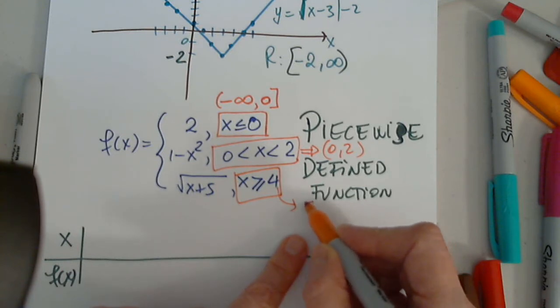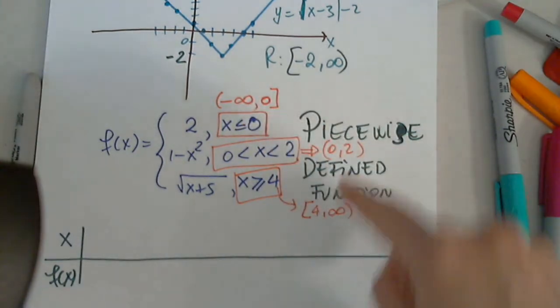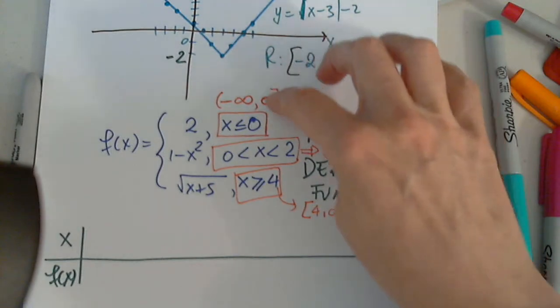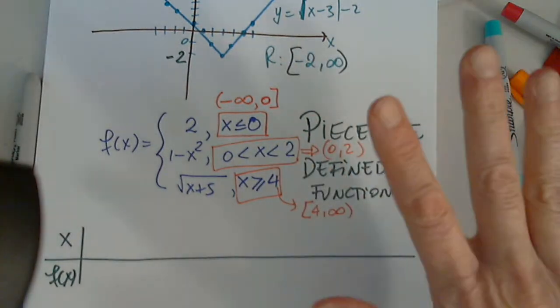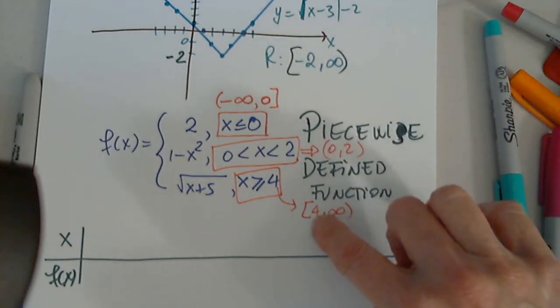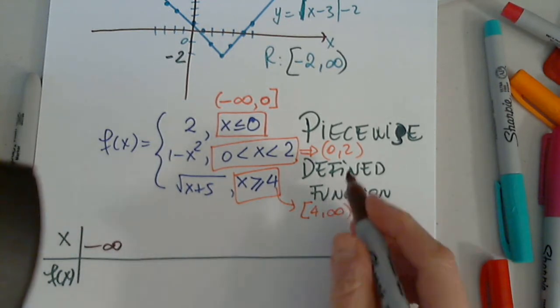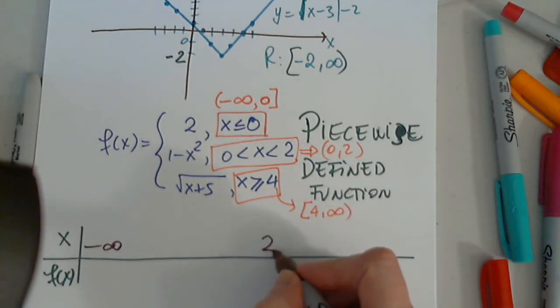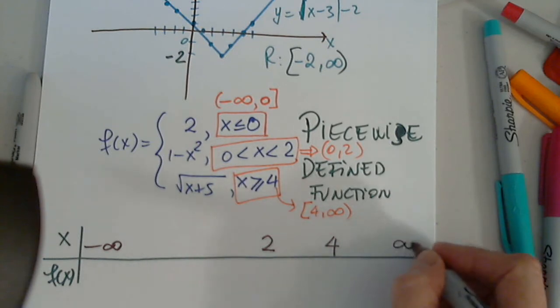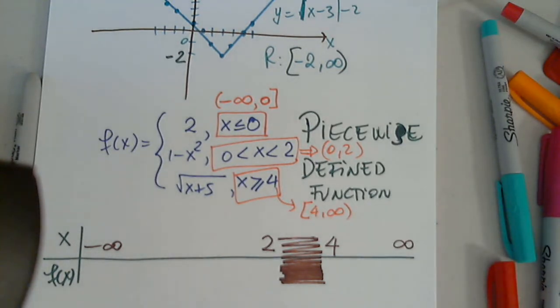Would it be 4, infinity? Great job. So this is the domain. Negative infinity to 0, awesome. 0 to 2, awesome. But now there is a gap between 2 and 4. So here's how we present the interval. Negative infinity to 2, 4 to infinity, and nothing here. There is a gap in this function.